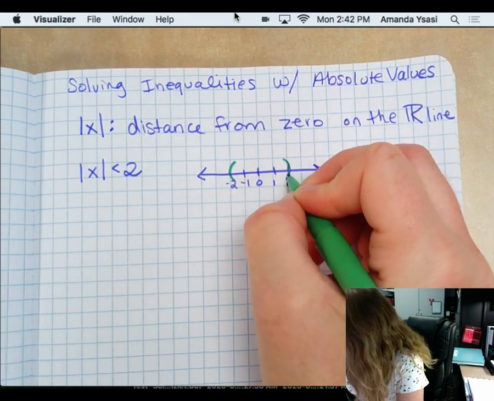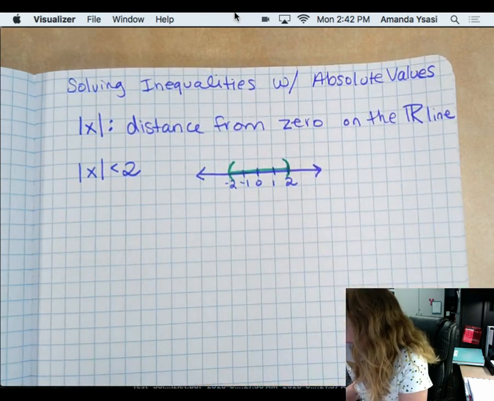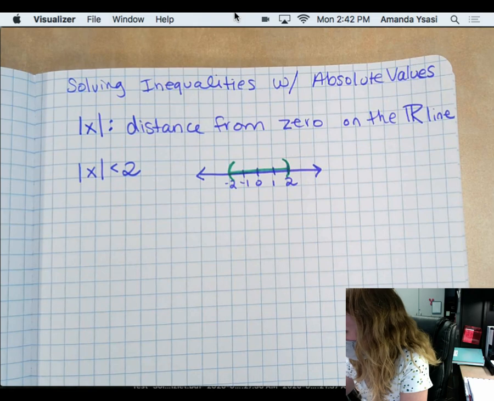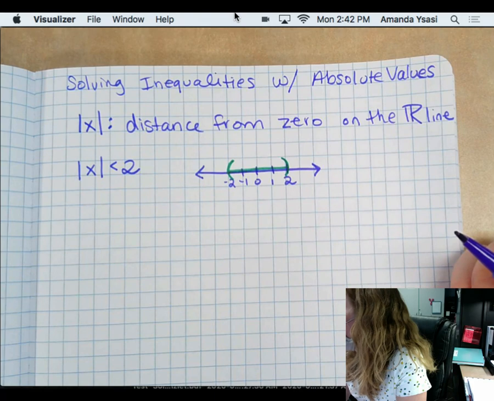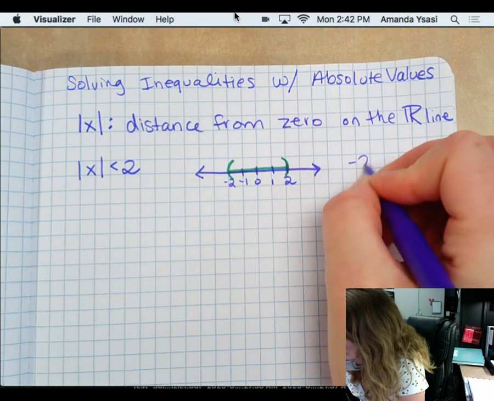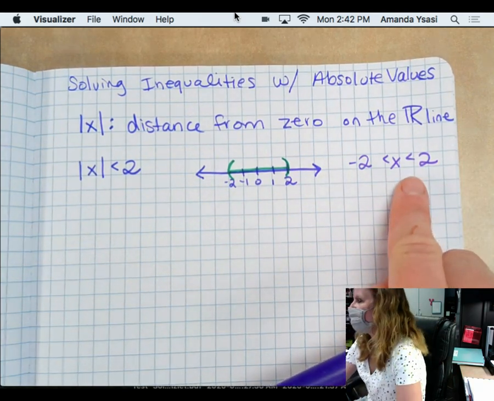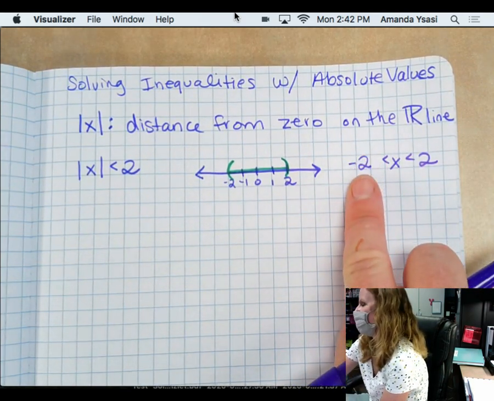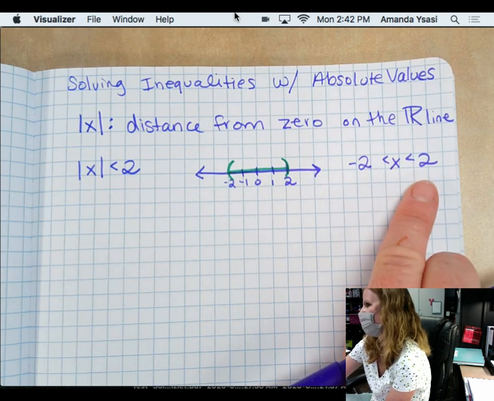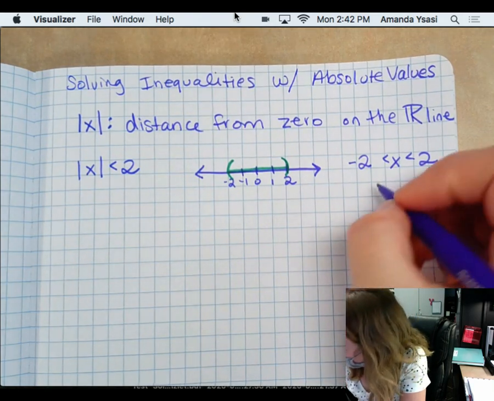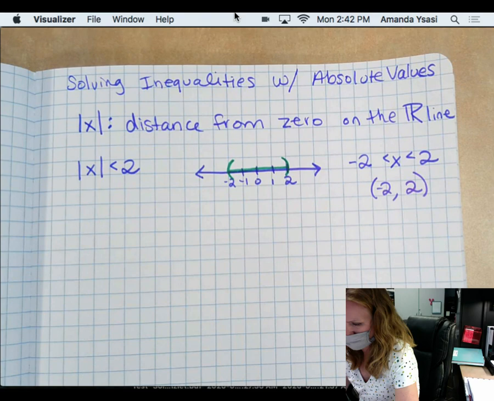So x can be anywhere between -2 and +2. And we could write this as a compound inequality using the less than symbols and go from least to greatest on your number line. So -2 to +2. x is between -2 and +2. And that could be written in interval notation as -2, 2.